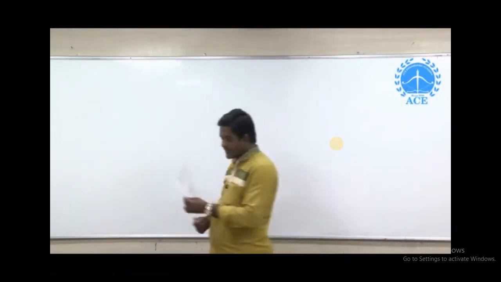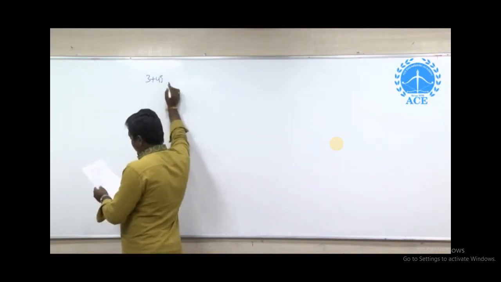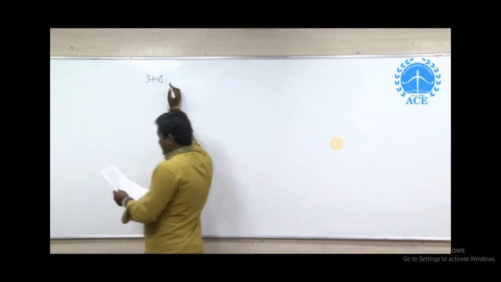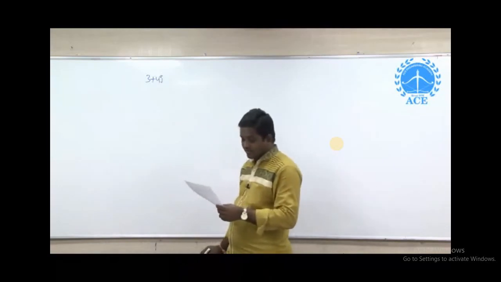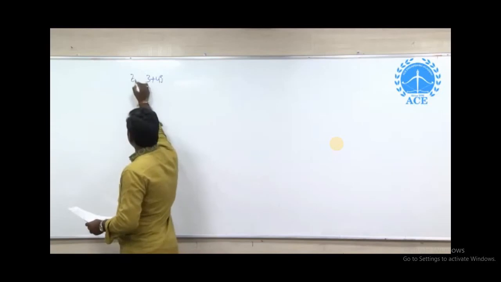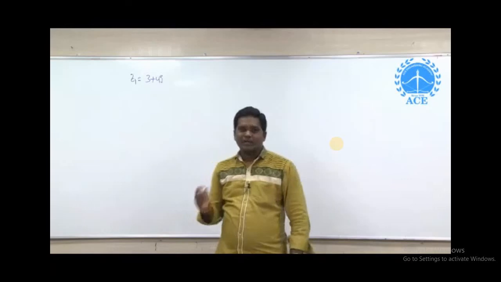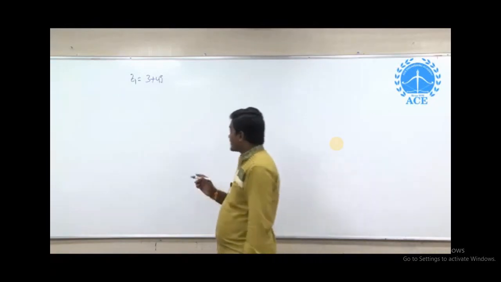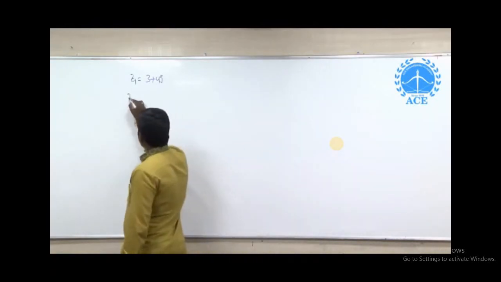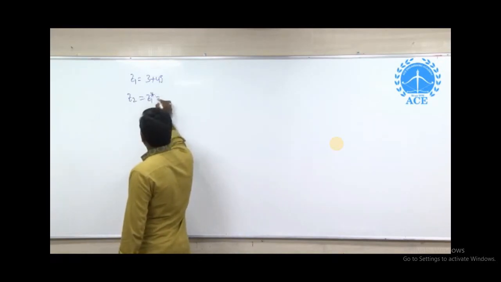Let 3 plus 4j be one of the zeros of a fourth order linear phase FIR filter. The complex number which is not a zero of this filter is. Okay, so let us assume that this is one of the zeros of the FIR filter. So what are the other possible zeros? Given that it is a complex zero, one more possibility is Z2 equal to Z1 conjugate. This is nothing but 3 minus 4j.